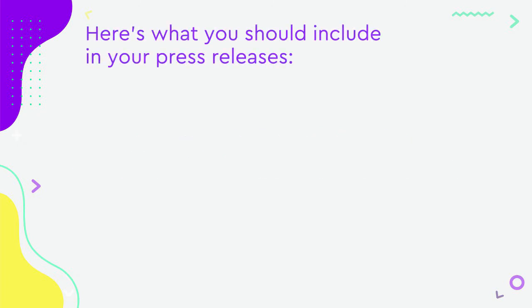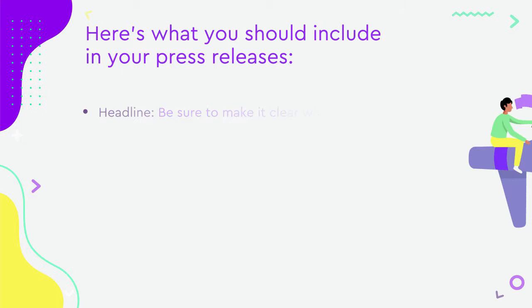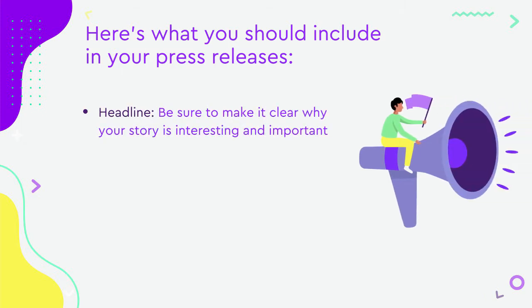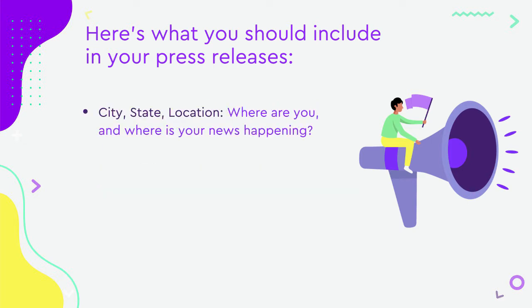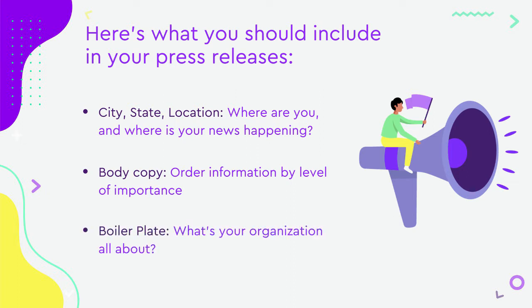Here's what you should include in your press releases. Headline. Be sure to make it clear why your story is interesting and important. Press contact. How can the media get in touch with you? City, state, location. Where are you and where is your news happening? Body copy. Order information by level of importance. Boilerplate. What's your organization all about?